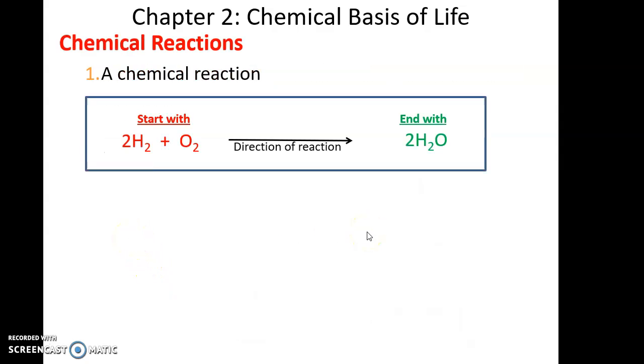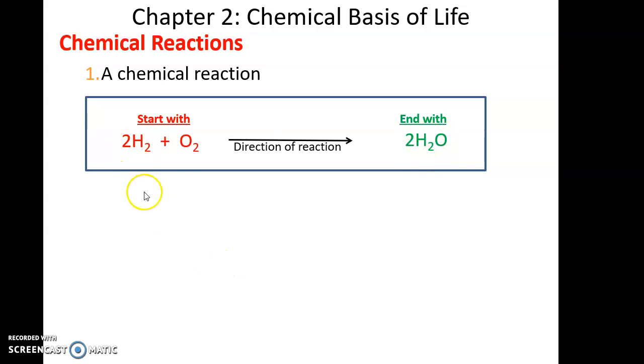All right, chemical reactions. Chemical reactions are when you have starting materials that then turn into new ending materials. And there are gazillions of chemical reactions that occur in the human body, and we'll be talking about chemical reactions throughout the semester. So, in a chemical reaction, you start with certain molecules. So here we have molecular hydrogen, molecular oxygen, and then the chemical reaction occurs and you end with a new molecule, in this case, water.